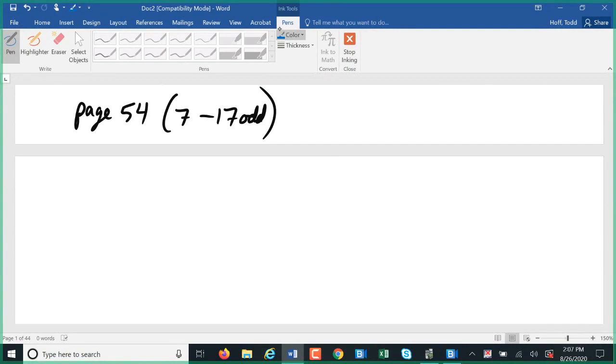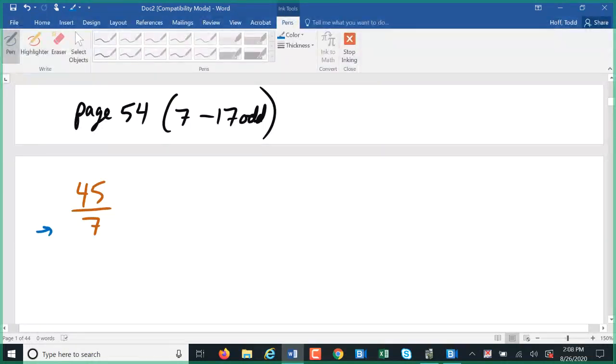The next thing we need to look at is what happens when we have something like this, 45 over 7. That 7 is telling us that it takes 7 pieces to make a whole object. Well, the 45 means we have 45 pieces. In other words, we have enough pieces to make a whole object. In fact, we have enough pieces to make several whole objects.